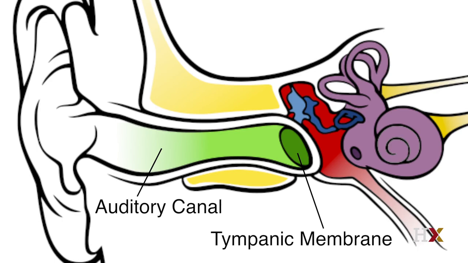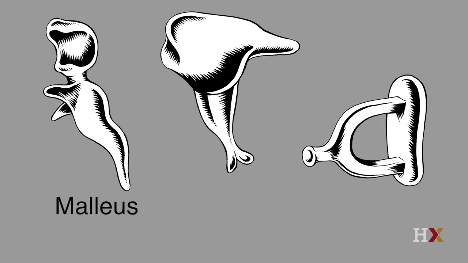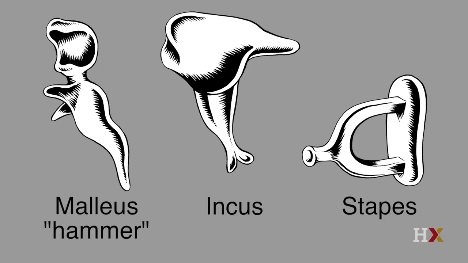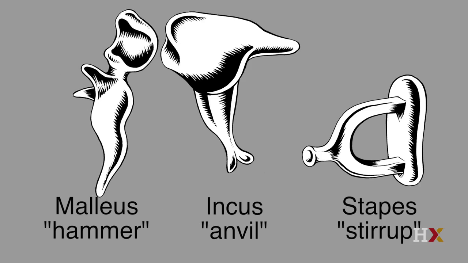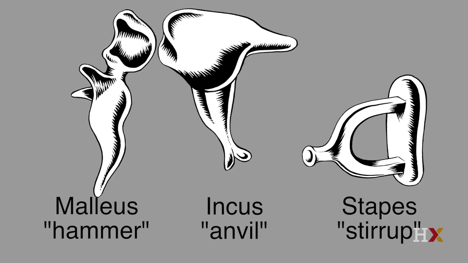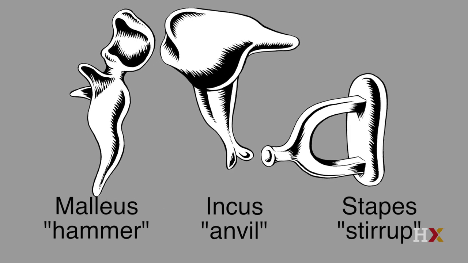The mechanical vibration of the tympanic membrane is then transferred across the air-filled middle ear by a series of bones called the ossicles. Ossicles literally means little bones, which is fitting given that the ossicles are indeed the smallest bones in the human body. There are three ossicles: the malleus, the incus, and the stapes, also known as the hammer, anvil, and stirrup. The malleus is attached to the tympanic membrane, so it moves when the tympanic membrane moves. The malleus moving causes the incus to move, which in turn causes the stapes to move.